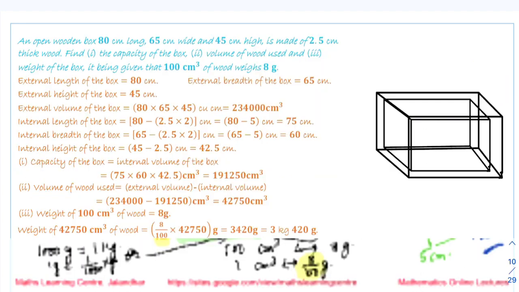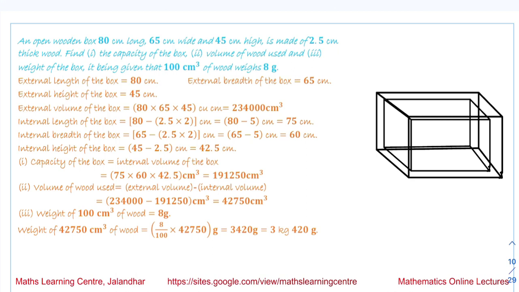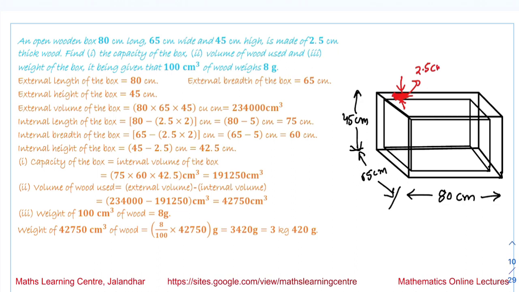Now the next question: we are given an open wooden box 80 centimeter long, 65 centimeter wide and 45 centimeter in height. These are the dimensions of the box, and it is made of wood that is 2.5 centimeter thick. 2.5 centimeter thick means this thickness we are talking about over here is 2.5 centimeter.